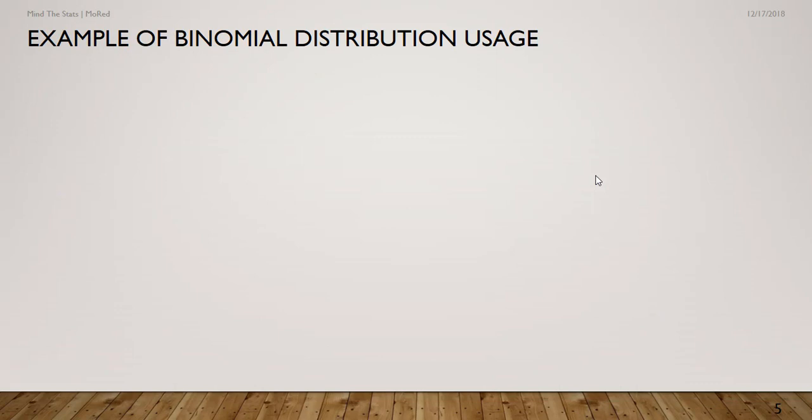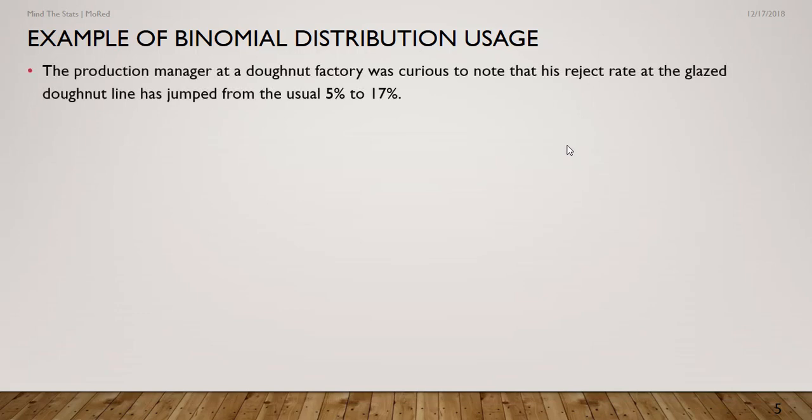So let's try to apply the little bit that we've learned through a simple example before we dig deeper into the subject of binomial distribution. The production manager of a donut factory was curious to note that his reject rate at a glazed donut line has jumped from the usual 5% to 17%.